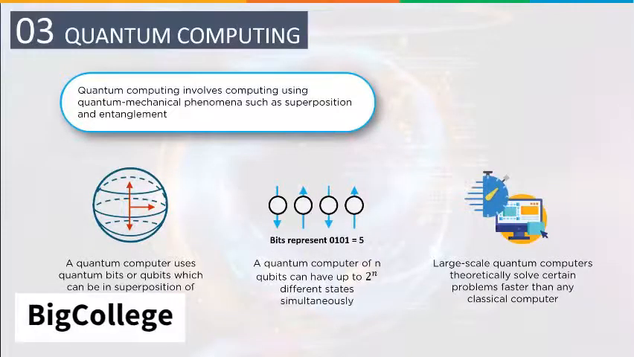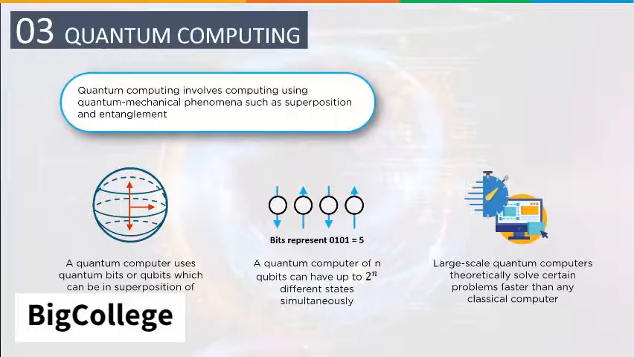Now, quantum computing actually deals with computing where you use phenomena related to quantum mechanics like superposition and entanglement. Now, to give you an understanding of what we're dealing with, let me tell you the definition of a quantum. It refers to the smallest amount of anything, especially when it comes to energy or subatomic mass. That's how small of a thing we're dealing with right now.